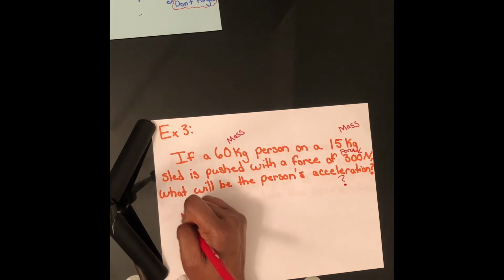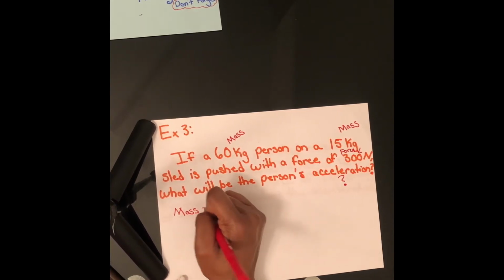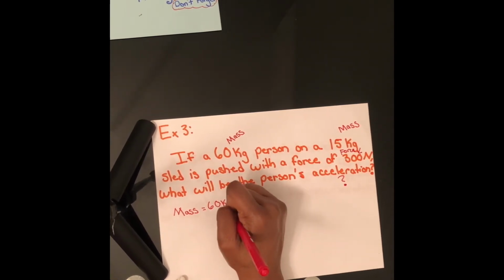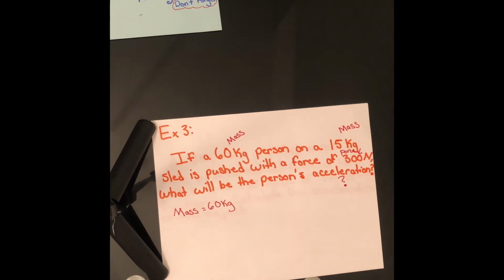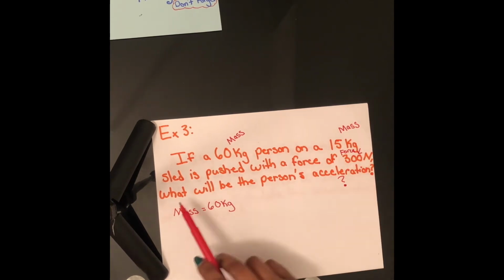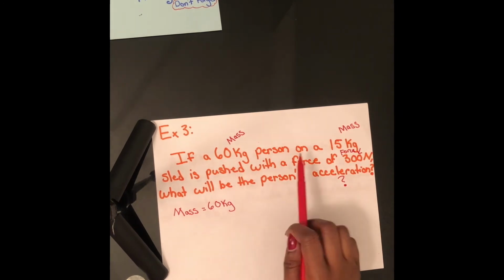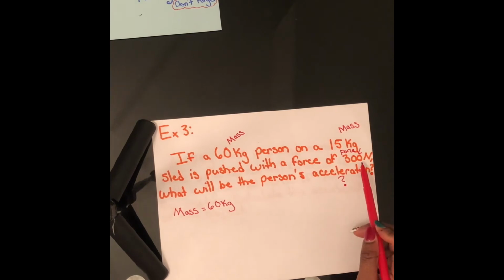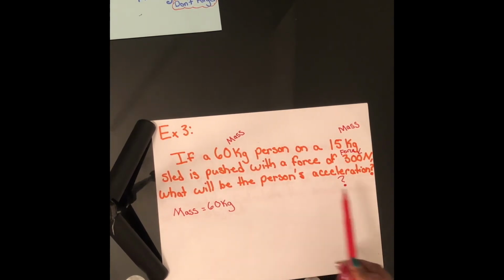We have mass and we have 2 mass. So this one might be a little bit tricky. Let's see what we get. So we have 60 kilograms, right? But they gave us 2 this time. Why did they give us 2? So let's reread the problem to fully understand. It says if a 60 kilogram person on a 15 kilogram sled is pushed, so the person and the sled are both being pushed with a force of 300 newtons, what would be the person's acceleration? How fast will that person be going?